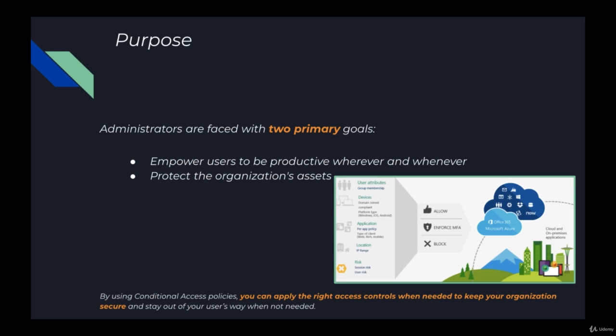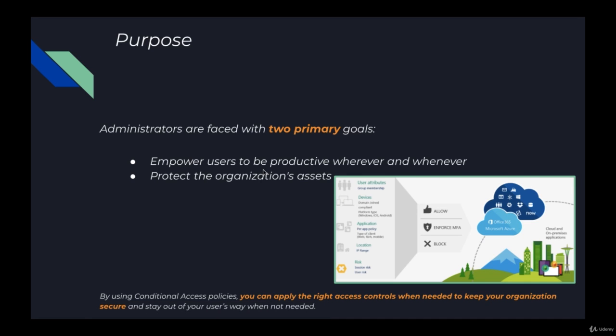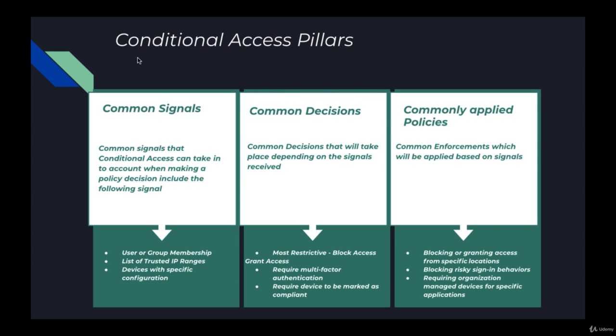That is why, with the conditional access policies we will be implementing, you can apply the right access controls when needed to keep your organization's information secure, and stay out of your users' way when they are not needed. That is the main purpose, and we can do this with the help of conditional access policies. So what are the three pillars of conditional access? The first one is the common signals, the second one is the common decisions, and then the common applied policies. We need to understand this thoroughly.